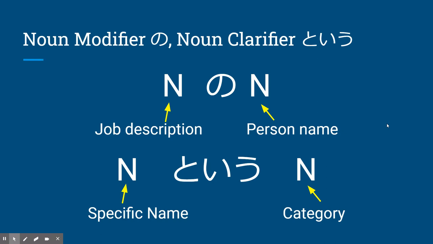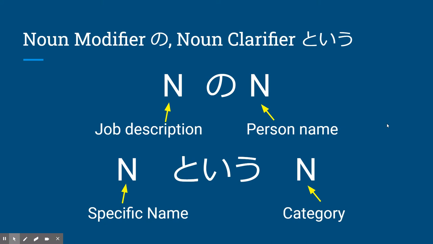But in this case, we have two here. We have the noun modifier no and noun clarifier toyu. So we have noun, no noun, job description, no noun, a person's name. So it could be, for example, sensei no Okada-san. So you can say, sensei is a job description, no, and then Okada-san would be her name.